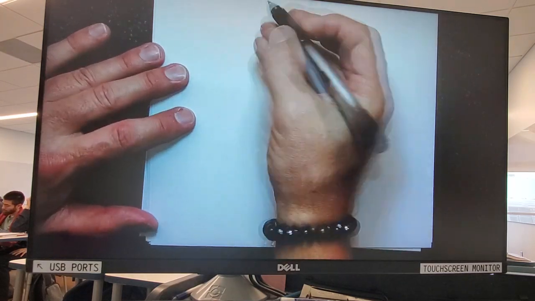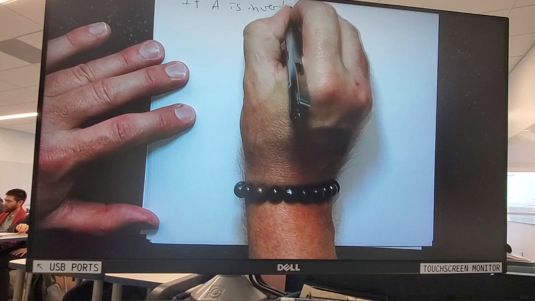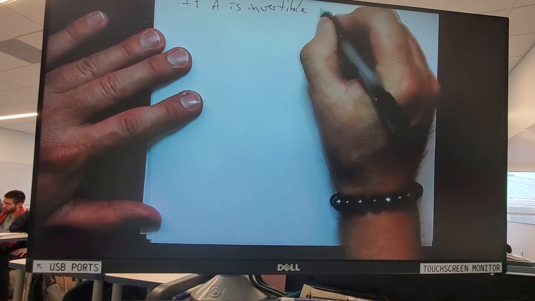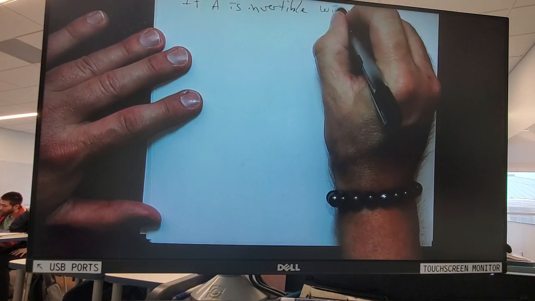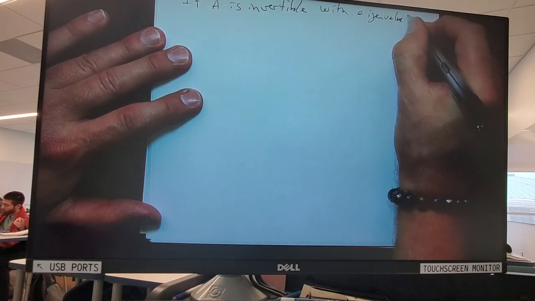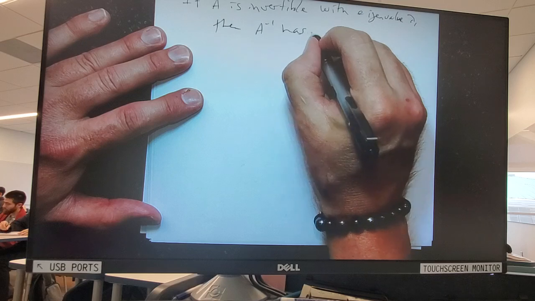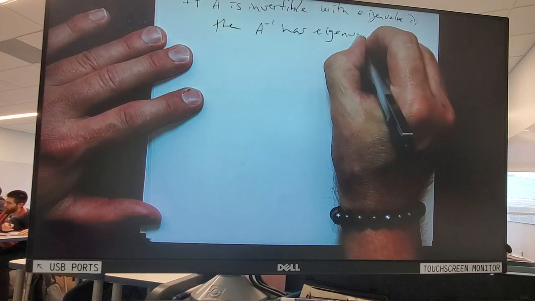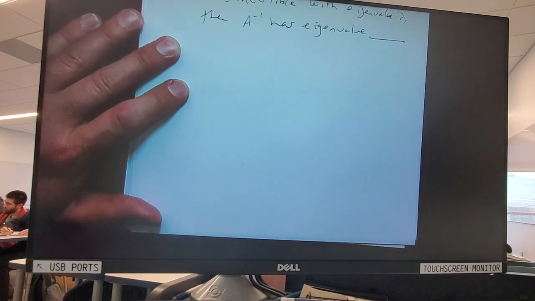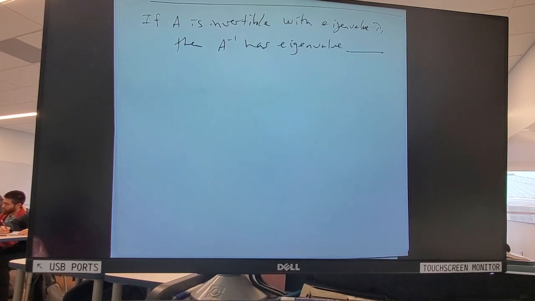What's really important here? This is important. If A is invertible, with eigenvalue lambda, then A inverse has eigenvalue, who knows? What would be your guess? Yeah, that would be my guess too.